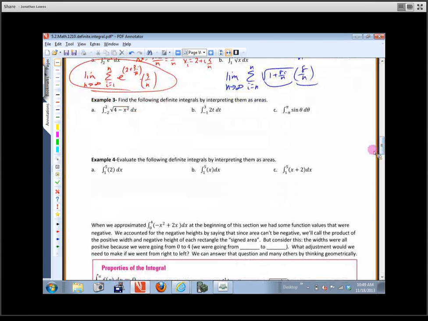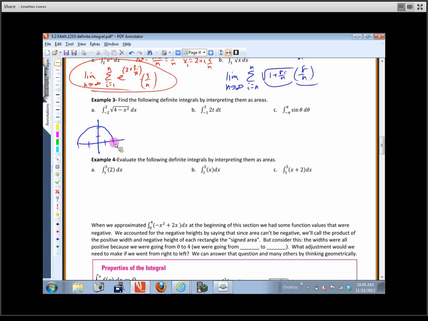Okay. Let's look real quickly at this, and then we'll be able to get through the rest of the stuff tomorrow. You have some problems like this on your assignment. It says, find the following definite integrals by interpreting them as areas. I'm hoping that looks familiar to someone. It's the top half of a circle. It's the top half of a circle centered at the origin whose radius is 2. So it looks like this.